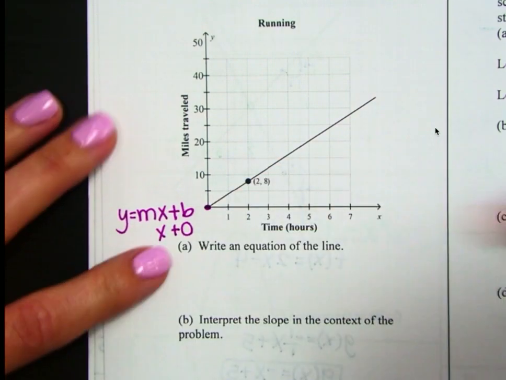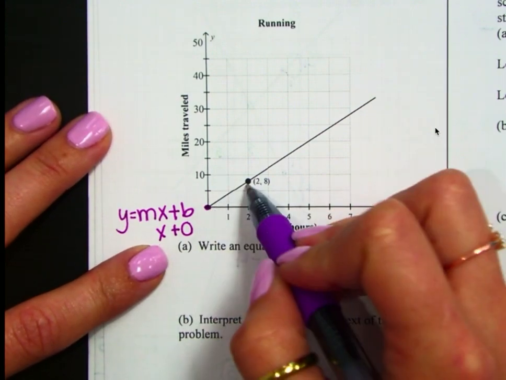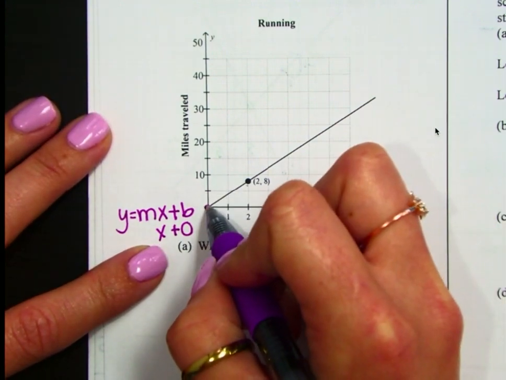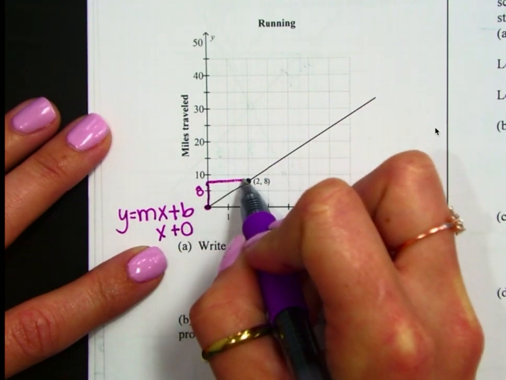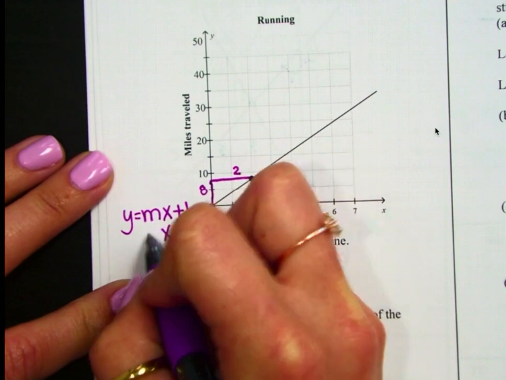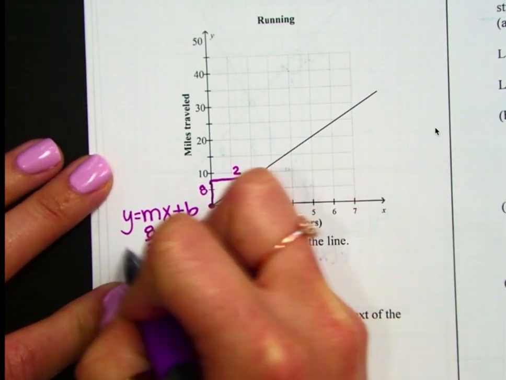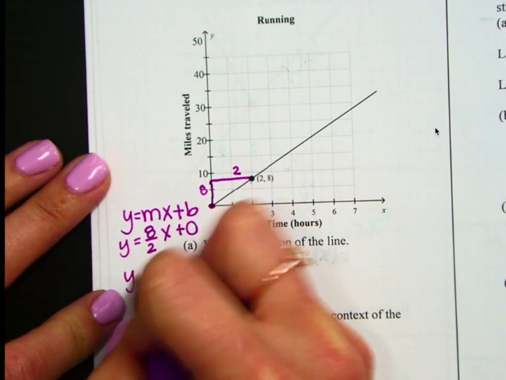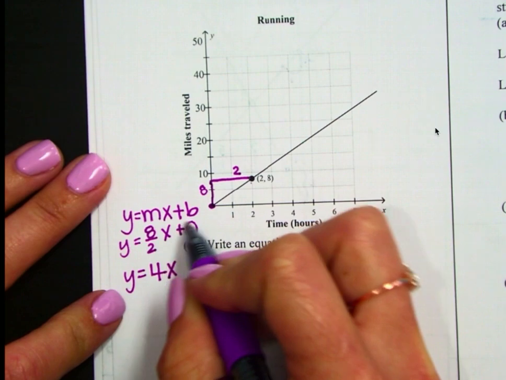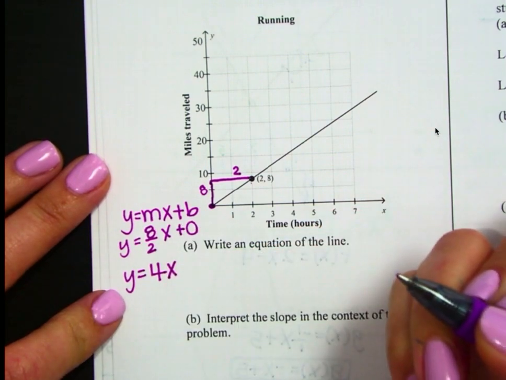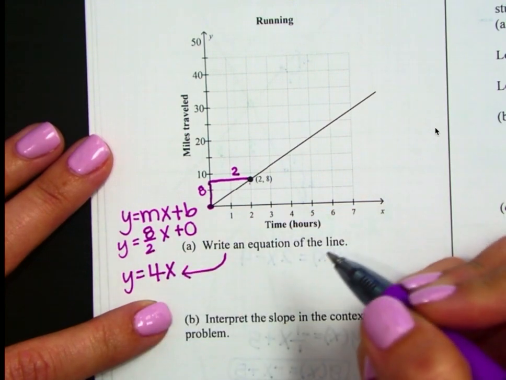What is m? So some of us can understand that this point to this point, we're going to rise 8 and run 2. So my slope is 8 over 2, okay? Which is, in other words, y equals 4x, and then we don't have the plus 0, okay? So that would be writing the equation of the line.